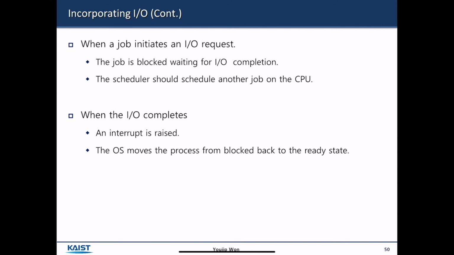When a job initiates an I/O request, the job is blocked waiting for I/O completion. So the scheduler should be able to schedule another job on the CPU. When the I/O completes, an interrupt is raised, then the operating system moves the process from the blocked state to the ready state.